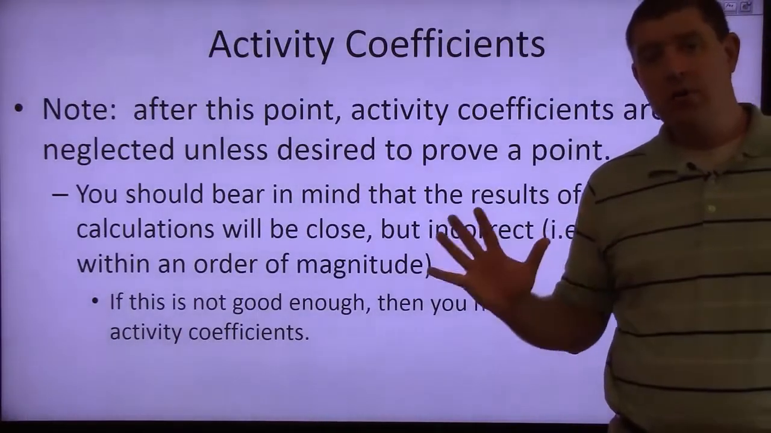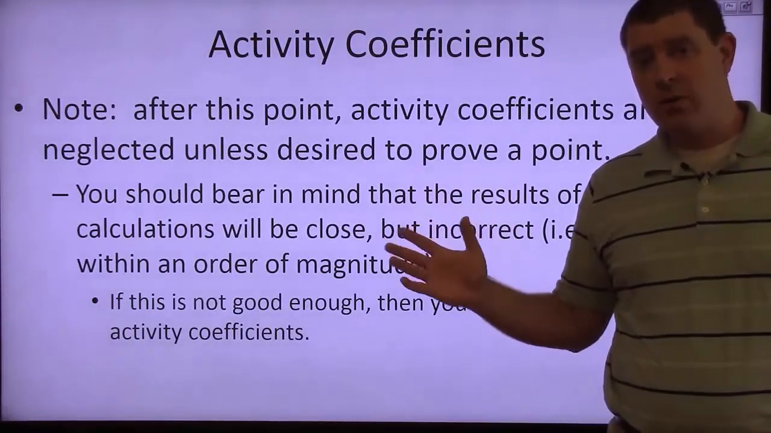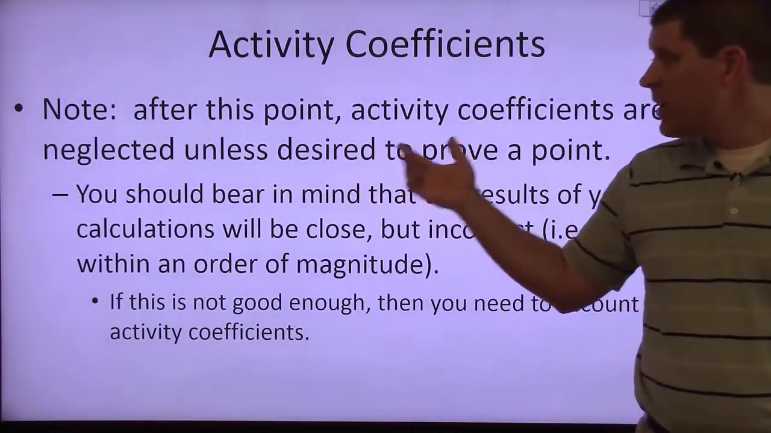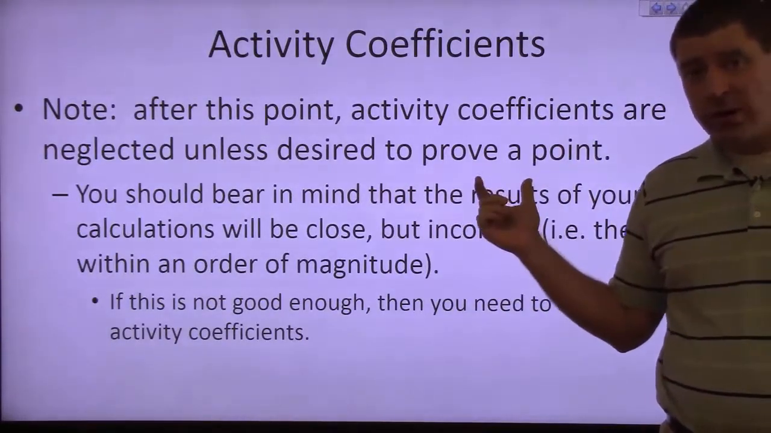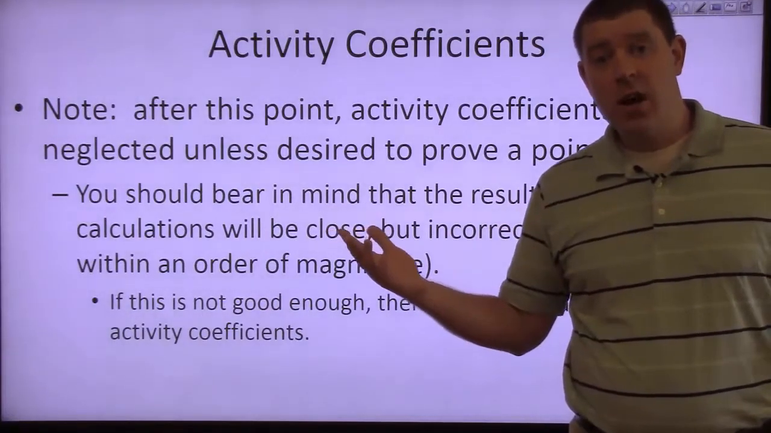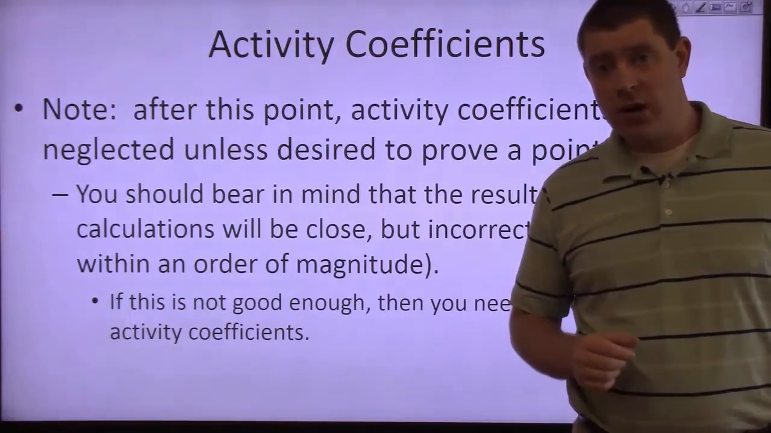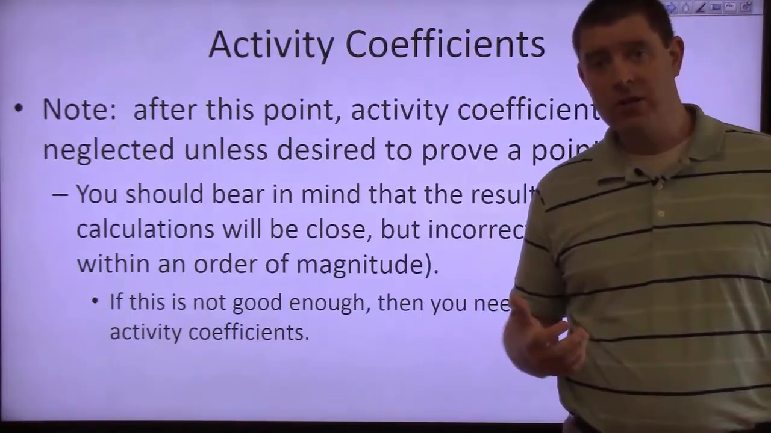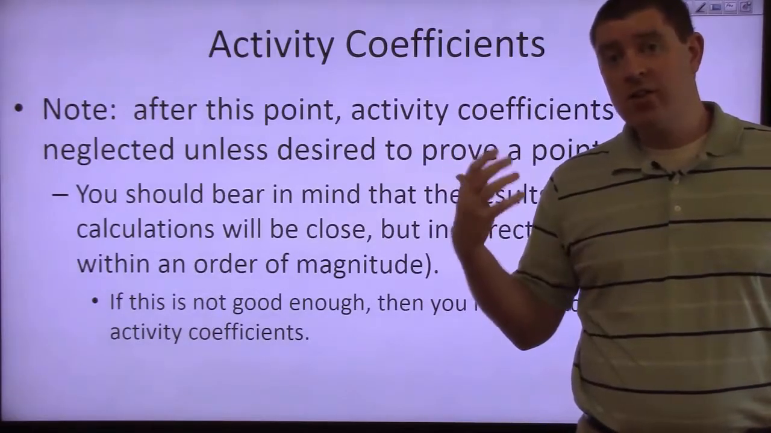All right, so we've gone through a couple of examples using the activity coefficients, and as you see, they get a little cumbersome. So after this point, the activity coefficients are going to be neglected unless they're desired to prove a point. So from here on, we're going to go back to essentially our old definition of our equilibrium constants in terms of just the concentration. We're no longer going to be discussing them in terms of activity, but you need to keep in the back of your mind that that's just an approximation.